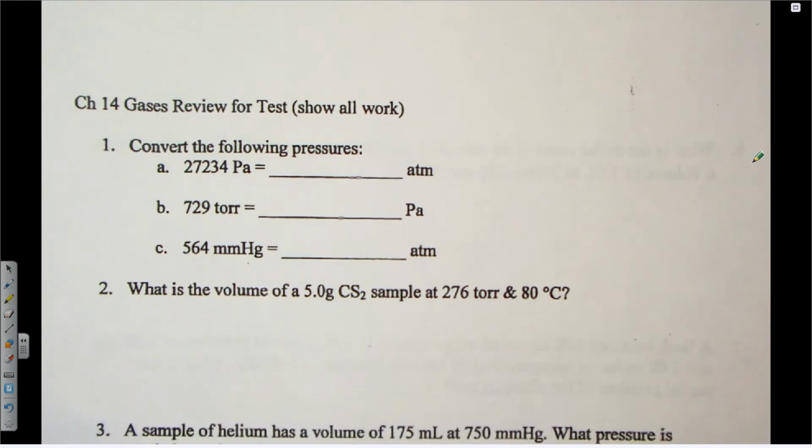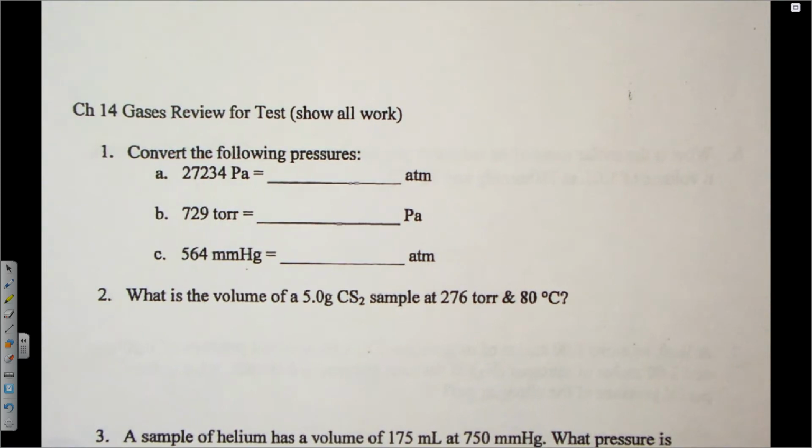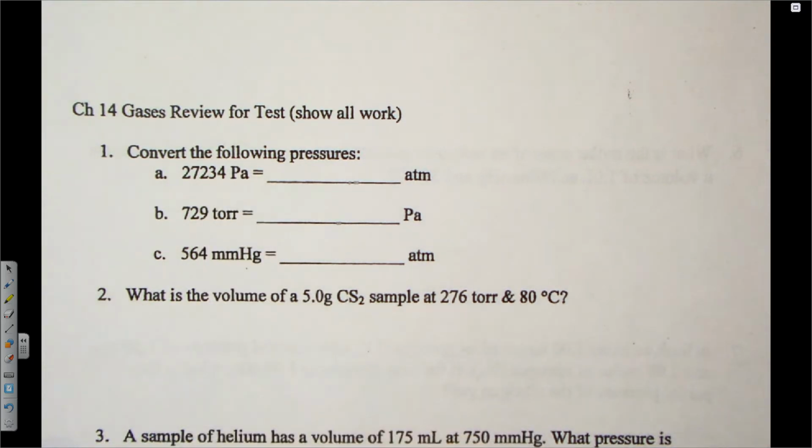So in this video, we're going to take a look at how to solve the homework that you had for the Chapter 14 Gases Review for the test. Now, I did not assign all of these problems, but I will be going over the ones that I assigned for tonight's homework. So in the first problem, you'll notice it's just a simple pressure conversion. So make sure as you're studying for the test that you understand all pressure conversions take one step.